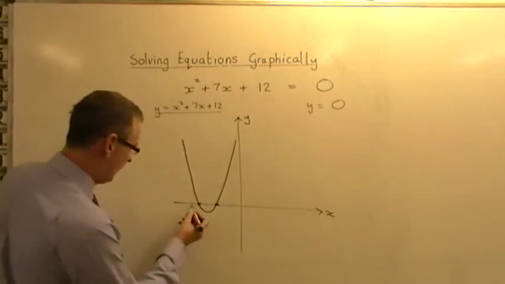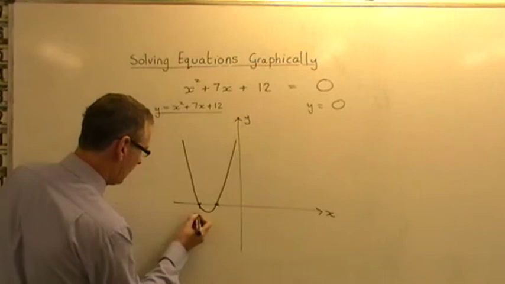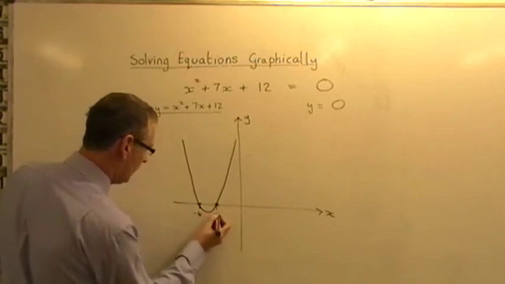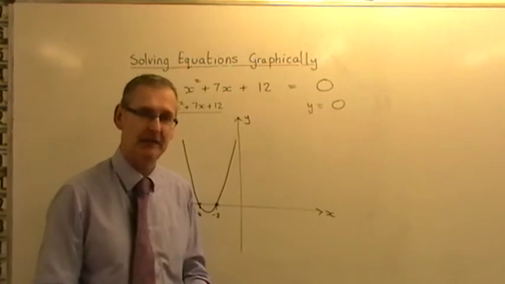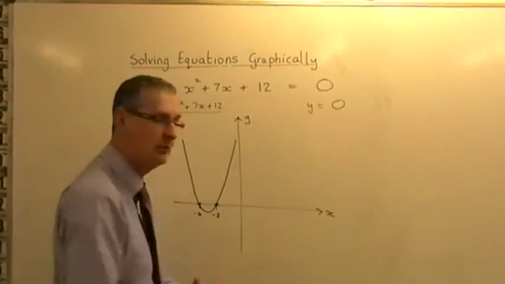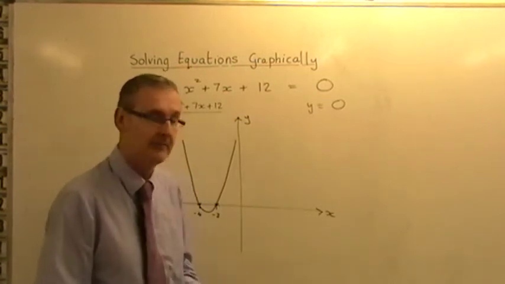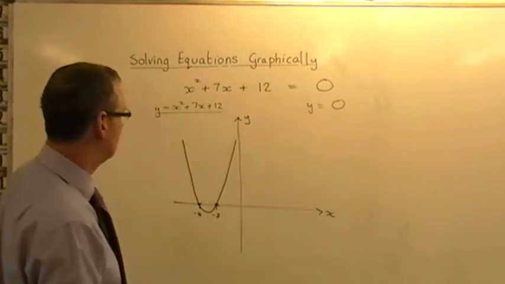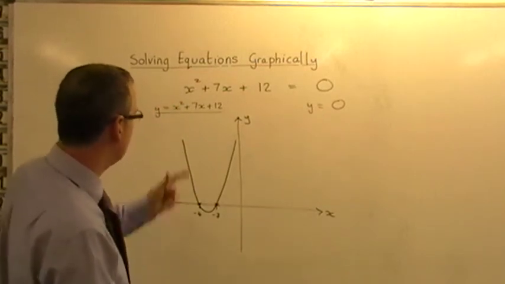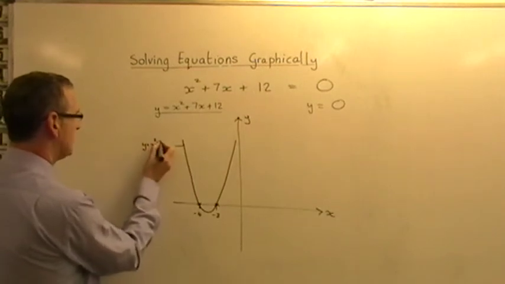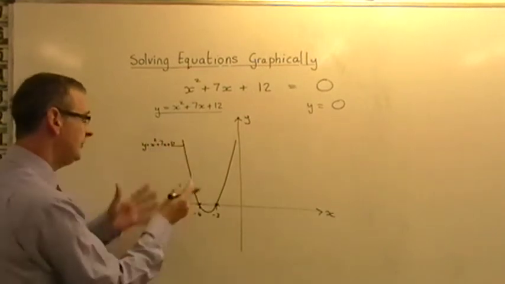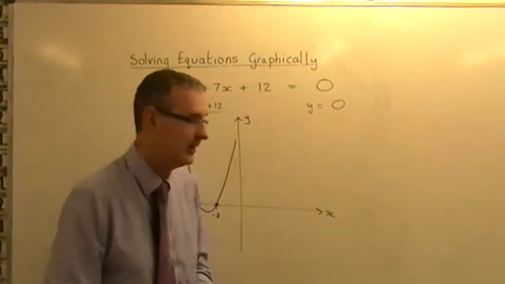Okay, that value there would be -4, and that value there would be -3. I'm just telling you, if you did this accurately with a table of values, that's what you would get. Okay, so the picture looks something like that. So there's the curve plotted, y equals x squared plus 7x plus 12. Let's imagine you've done that from a table of values.